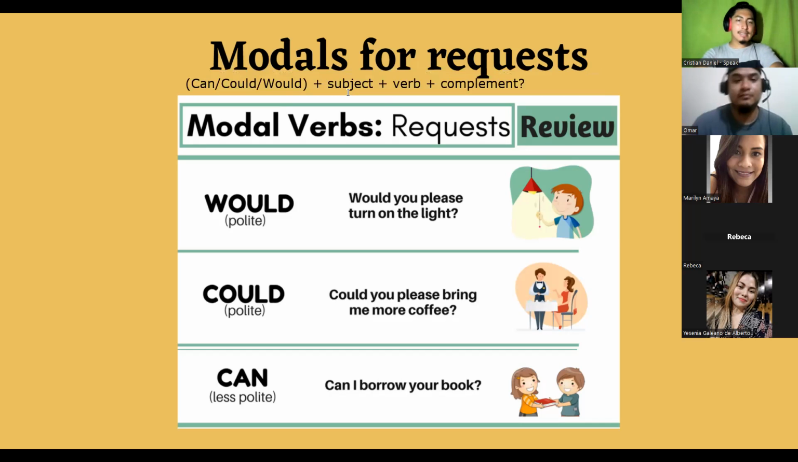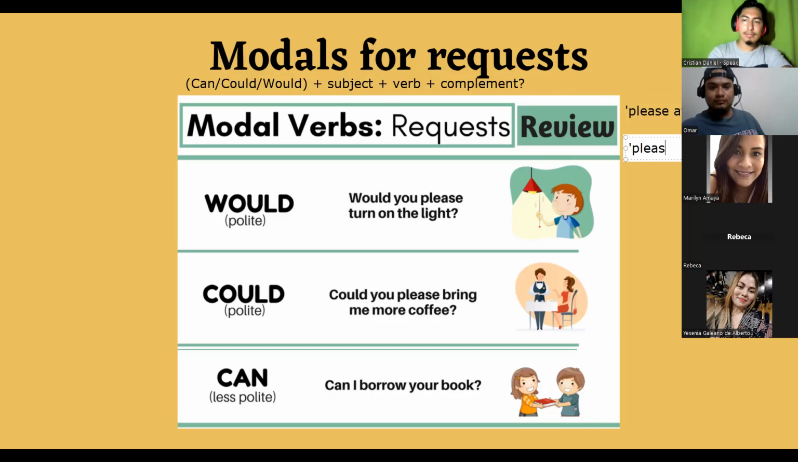In some cases, guys, remember that we can use please at the end of the question. Please at the end, okay? In some cases, as you can see over here in the examples, we can use please in the middle after the subject. Would you please or could you please? Okay, we use please in the middle of the question. So they have the same meaning, everybody. But sometimes because of the tone of voice, it can sound better in different positions, okay?